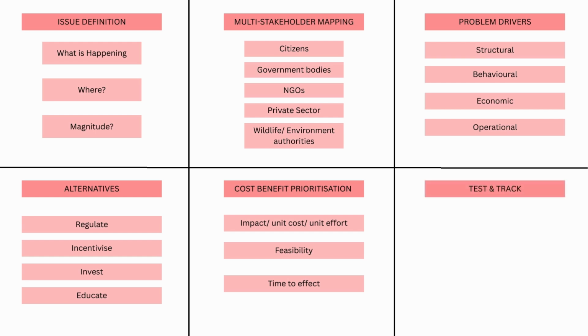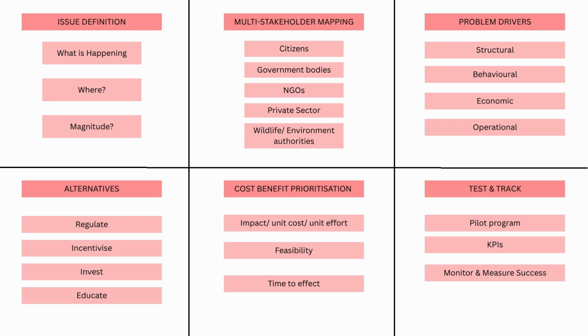Finally, design how the policy will be rolled out. Ask, can we start with a pilot program? What are the KPIs to look into? And how will we monitor and measure success? This helps ensure that interventions are effective, measurable, and scalable. Now let's start solving the case.